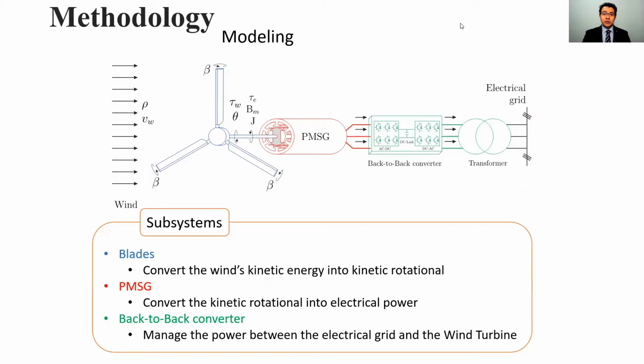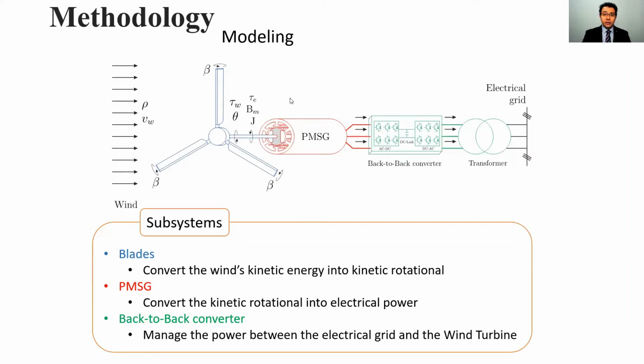Now, let's consider a horizontal axis, variable pitch and variable speed wind turbine connected to the grid via a back-to-back converter. Notice that we are considering a direct-driven wind turbine, so the blades are directly attached to the PMSG. This is possible due to the PMSG capability of having a large number of pole pairs.